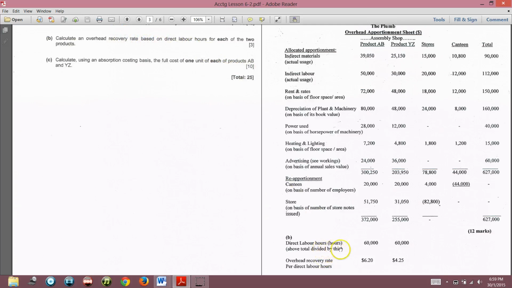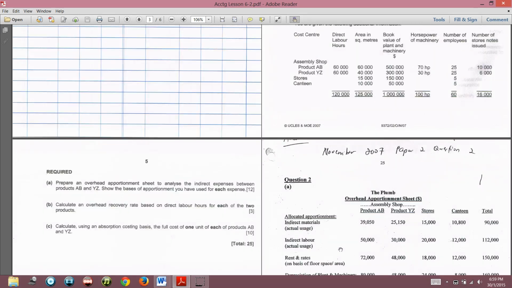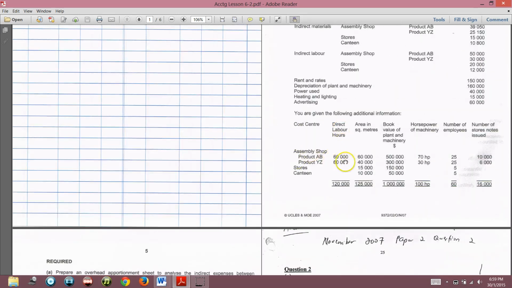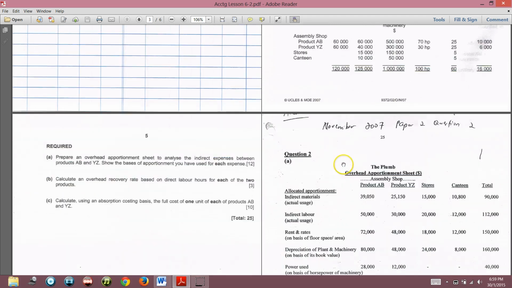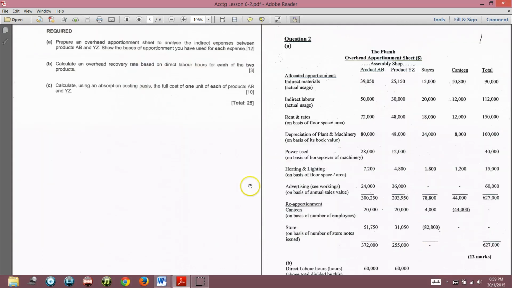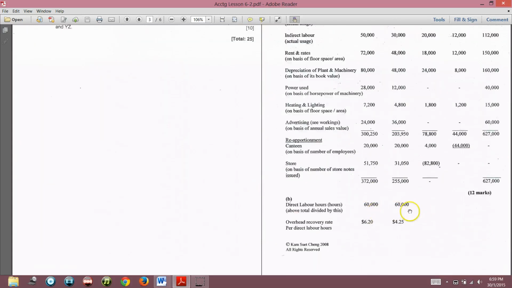So what is the direct labor hours? Can you find out the direct labor hours? Direct labor hours given here is 60,000. Calculate the overhead recovery rate based on direct labor hours for each of the two products. So the budgeted overheads divided by direct labor hours. The overhead apportionment rate, or overhead recovery rate, it means the same, will be 372,000 divided by 60,000. So above total divided by this, you get 6.2, and this is 4.25.